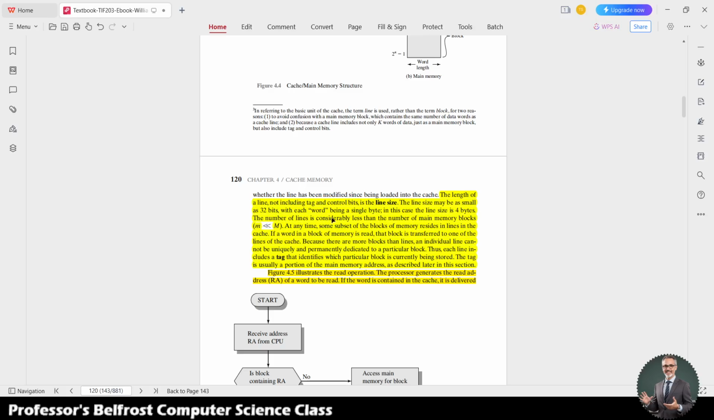Okay, and the number of lines is considerably less than the number of memory blocks, and at any time some subset of the blocks of memory resides in lines in the cache. Right? Because there are more blocks than lines, an individual line cannot be uniquely and permanently dedicated to a particular block, and thus we have what is called a tag. Okay, we have a tag that identifies which particular block is currently being stored.